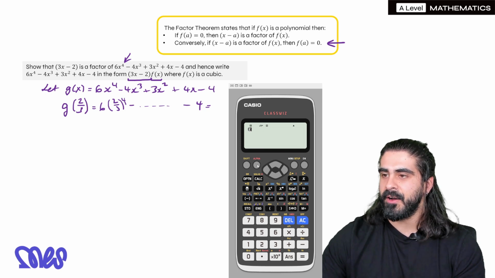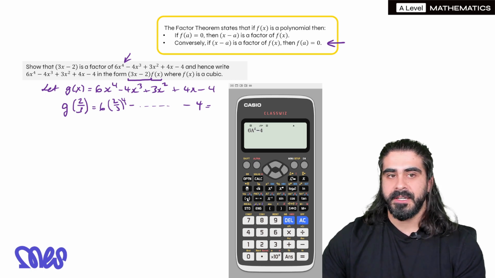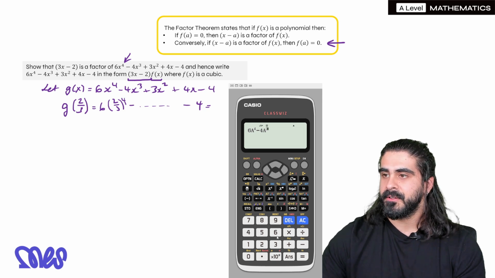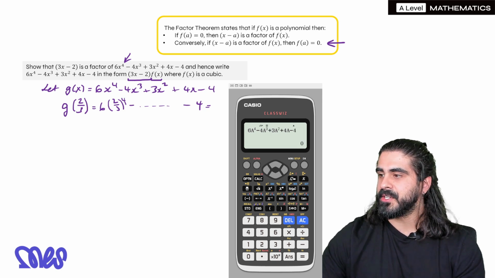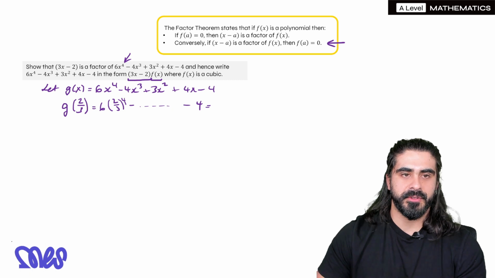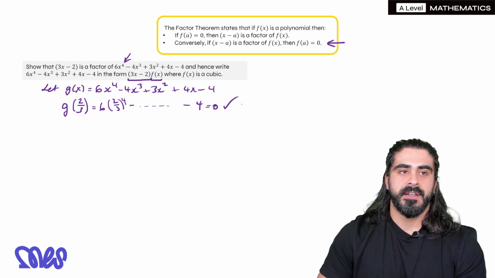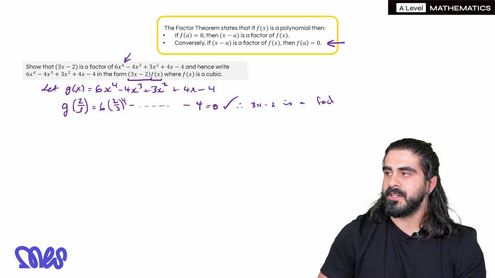I'm going to do 6, then alpha a to the power of 4. Then minus 4a to the power of 3. And there you go, it gives you 0. So we just write down equals 0. I tick it and then I say, therefore, 3x minus 2 is a factor. Just write down a little statement.